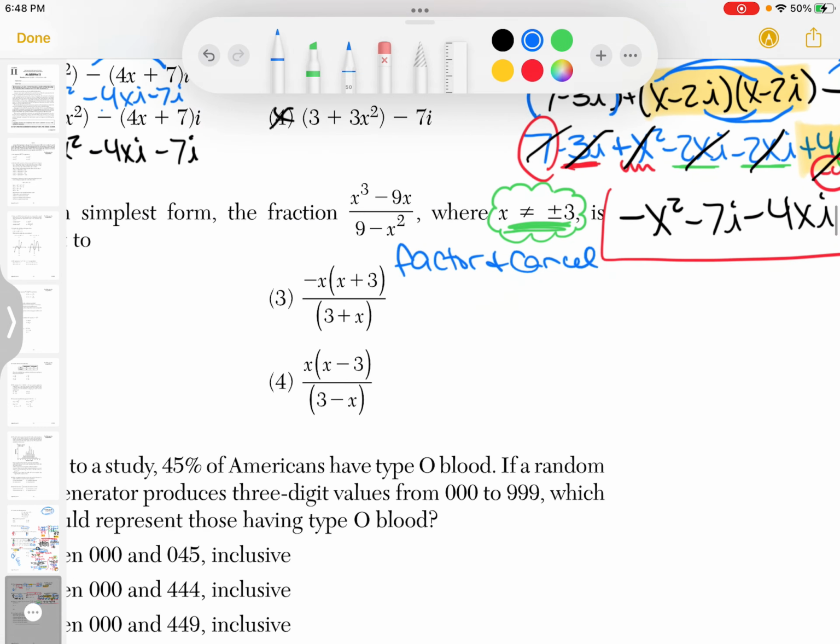So here I go. When I factor the top, it's got a GCF of x. I'm going to take an x out of each of these. When you GCF, make sure you put that GCF out in front, and that'll leave me with an x squared minus 9. On the bottom, when I factor it, it's DOPS.